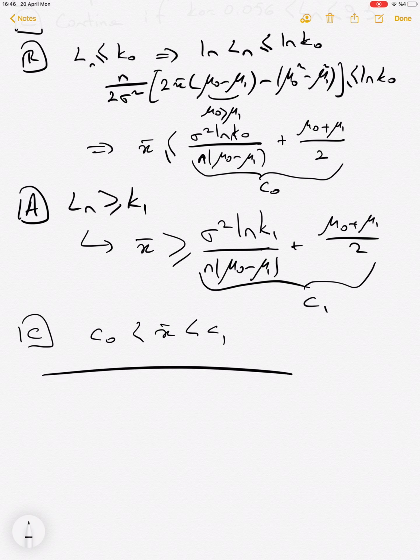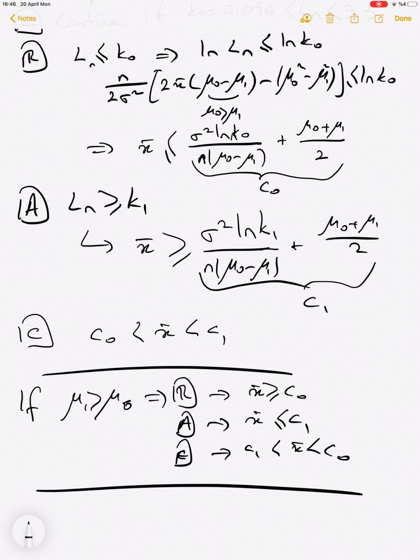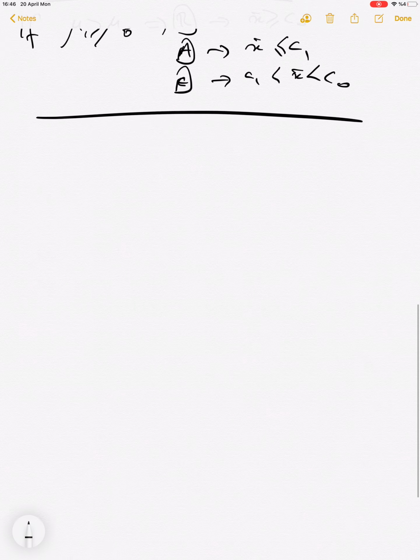Okay, so if mu1 is greater than mu0, then you will see that our rejection case will be x bar greater than or equal to c0, accept case will be x bar less than or equal to c1, and continue case will be c1 less than x bar less than c0. So all directions will be different. As you can see, the procedure is very easy to use.